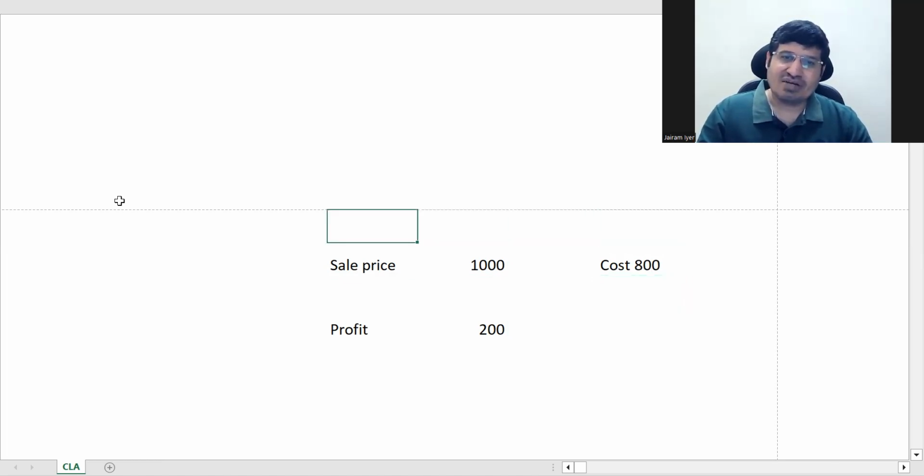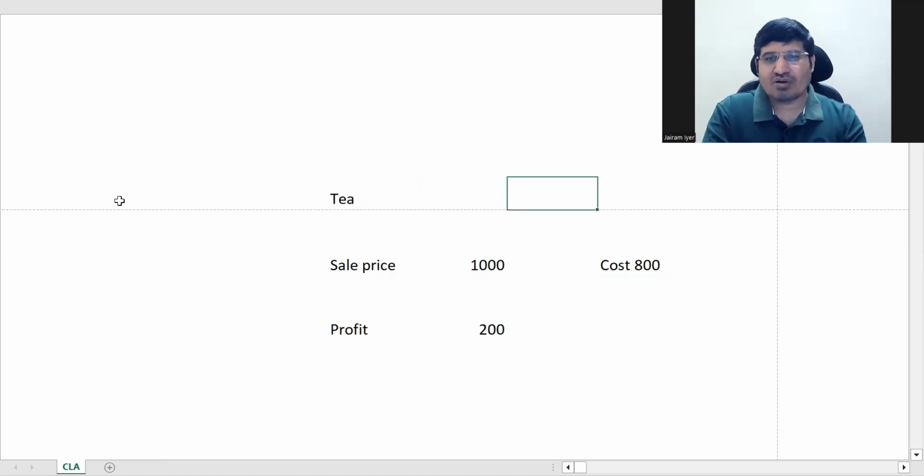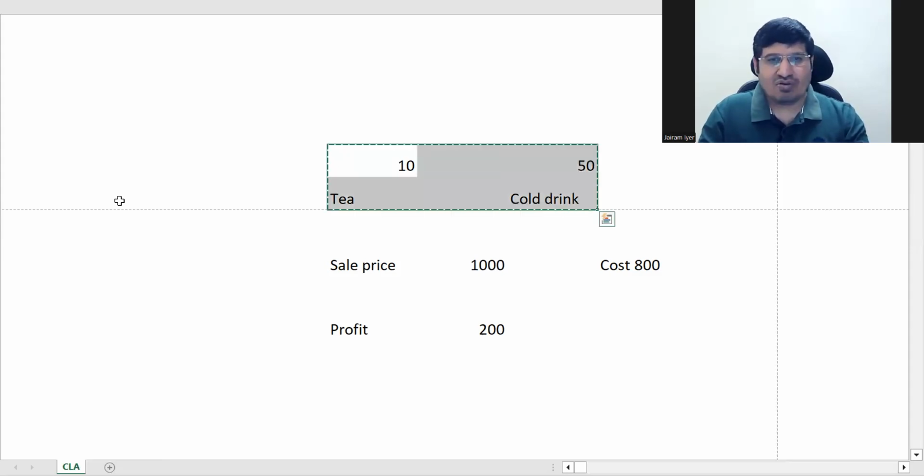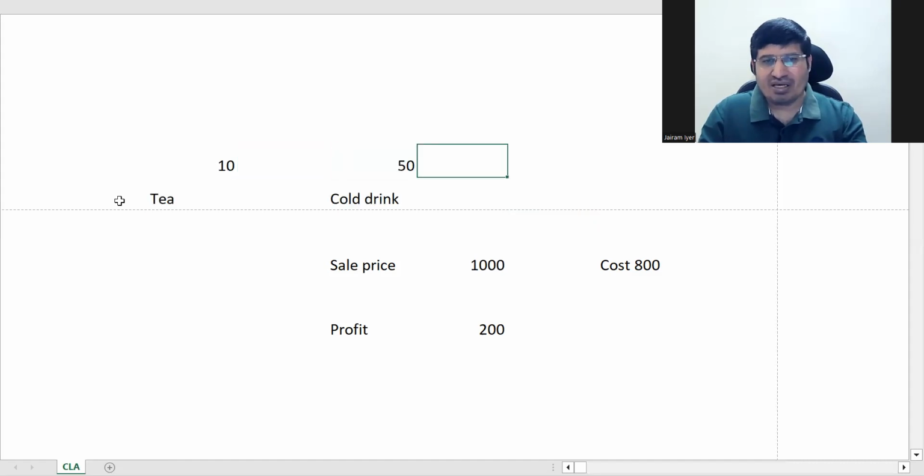Okay, that's what I said, that if you have two options of customer service. Let's say you can give tea to the customer, or you can give a costly cold drink. Suppose you can get tea for 10 rupees, and this kind of cold drink you will get for 50 rupees. And you have another option: you want to make him still happier, then you give him a box of costly sweets for 500.